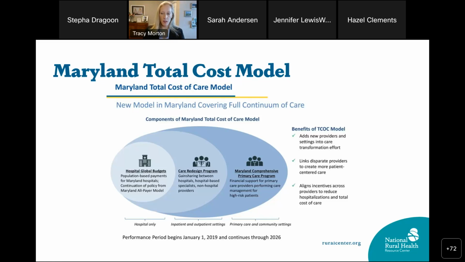They've added new providers into a transitional care format, and they've been linking together disparate providers to help create more patient-centered or person-centered care, and then aligning their incentives across the providers to reduce hospitalizations and reduce total cost. So a pretty unique program, and we'll continue to monitor this. This one wraps up, I think, in about 3 more years.